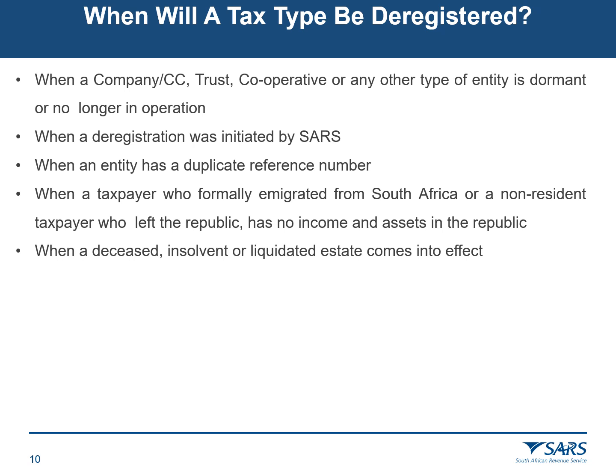When a company, CC, trust, cooperative, or any other type of entity is dormant or no longer in operation. When the deregistration was initiated by SARS, when an entity has a duplicate reference number, when a taxpayer who formerly immigrated from South Africa or a non-resident taxpayer who left the Republic has no income or assets in the Republic, when a deceased, insolvent, or liquidated estate comes into effect.